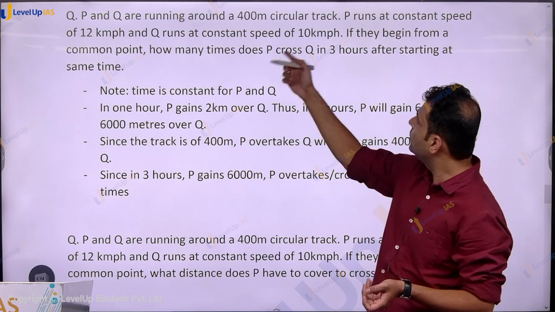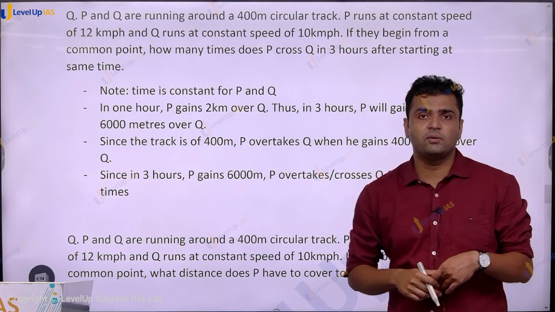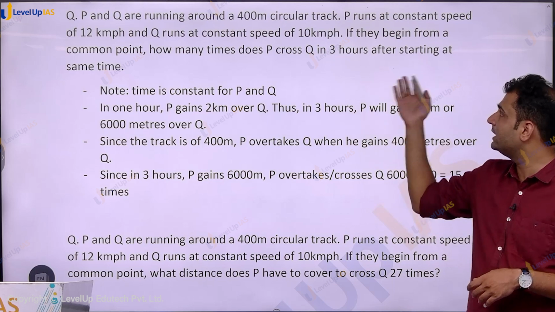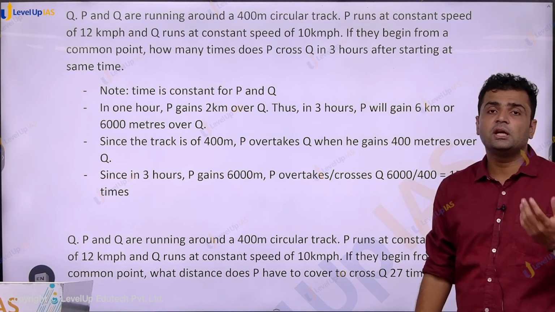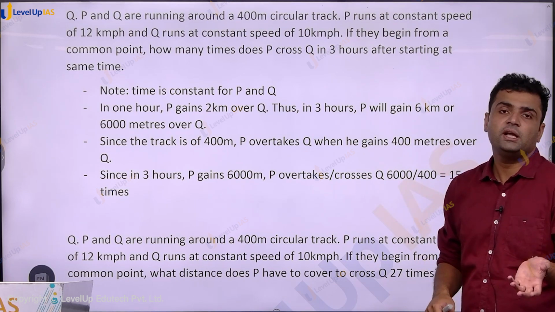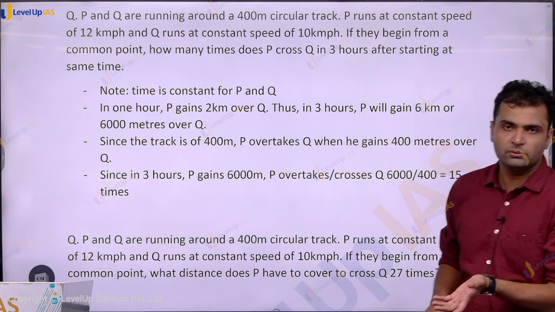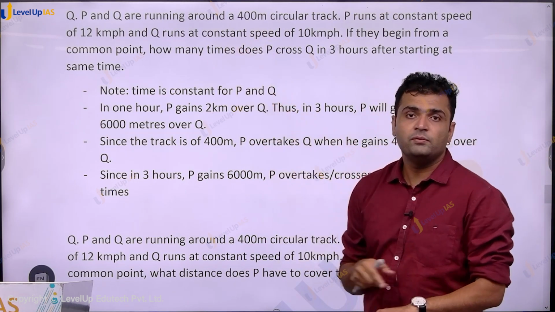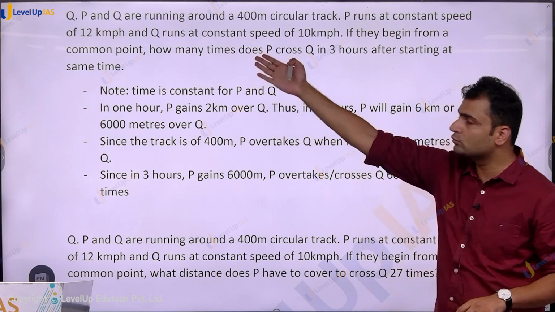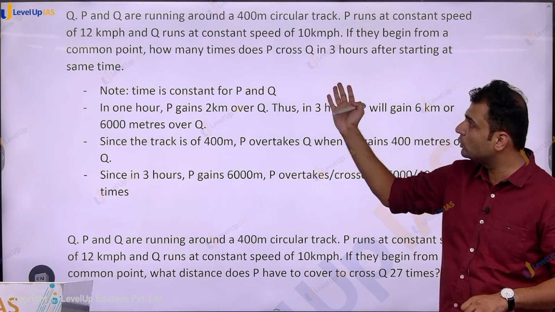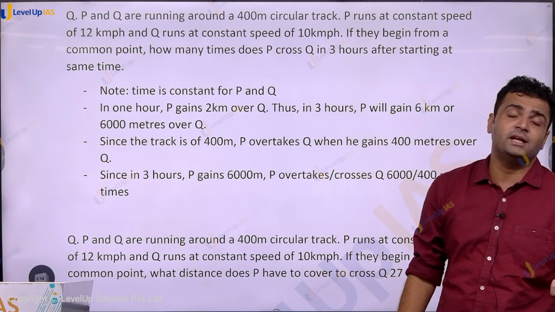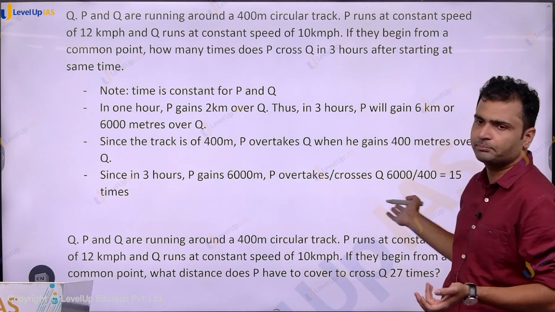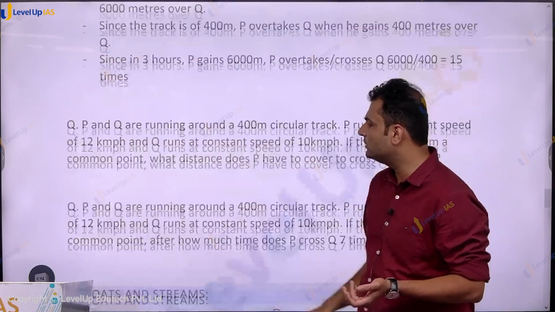And for Q, it is 10 kilometers per hour. So in 3 hours, Q will run 30 kilometers. 30 kilometers is how many rounds? 30 into 1,000, because we are converting into meters, so 30,000 divided by 400 meters, which is 75 rounds. So 90 rounds for P, 75 rounds for Q. How many rounds extra did P run? 15 rounds. The answer is the same. Any which way you look at it, that is fine.